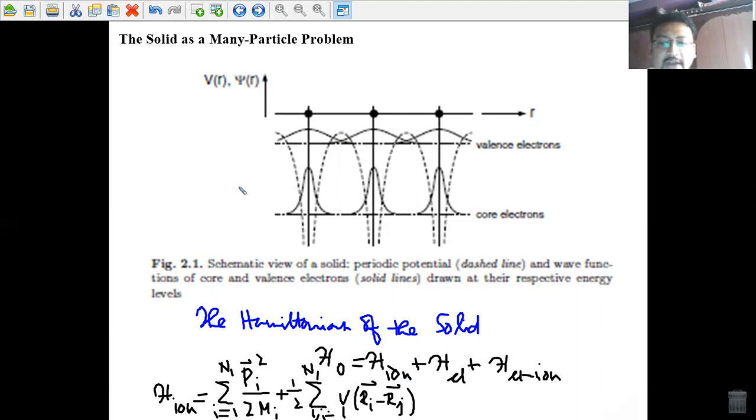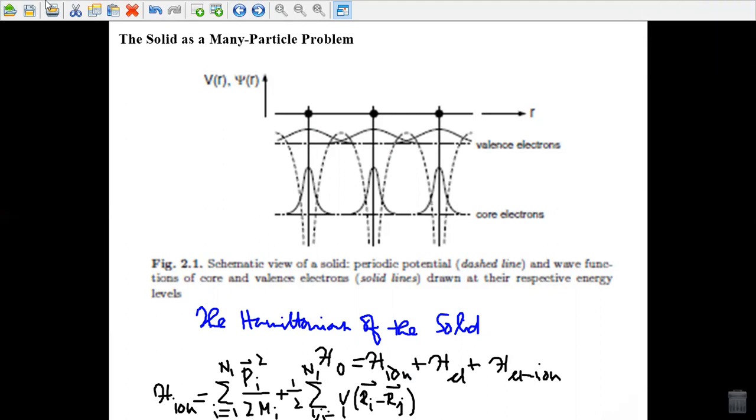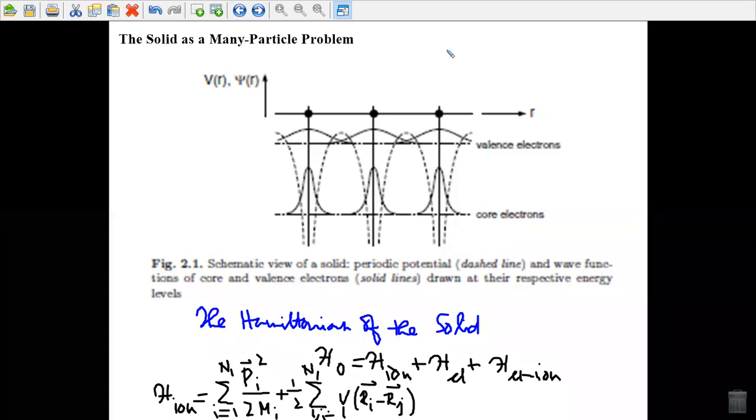So let us write the Hamiltonian of the solid. Here you can see the Hamiltonian of the solid. Does the composition of a solid out of valence electrons and ions justify writing the Hamiltonian like that? Let us take the spotlight here for your better understanding.